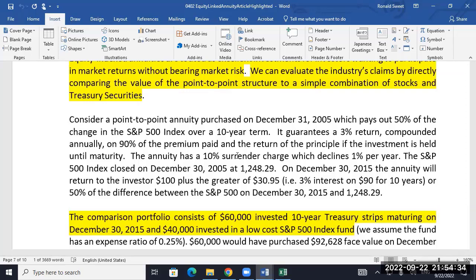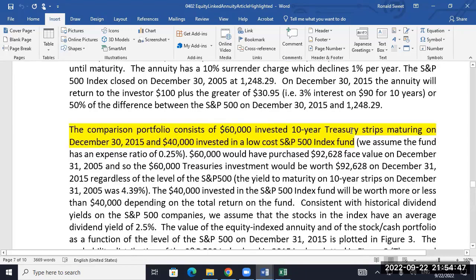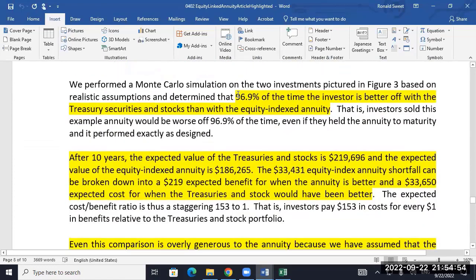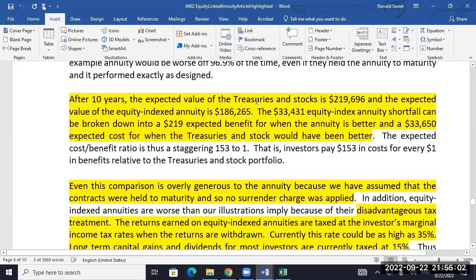If I told you I'll pay $1,000, you can explain buying treasuries and stocks or explain equity index annuity, which do you want to do? I do the former, it's a lot easier. The comparison, they did 60,000 in treasuries and 40,000 in the S&P 500. 96.9% of the time, they were better off with the treasuries and the stocks. The expected value on the treasuries and the stocks was 219,000. Equity annuity came out at 186,000.